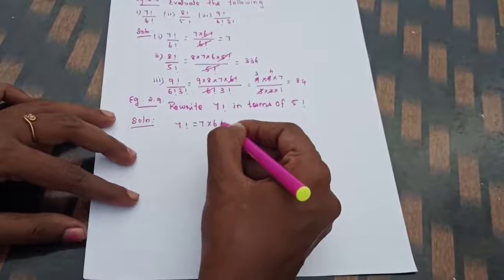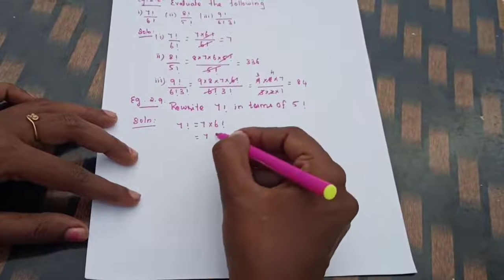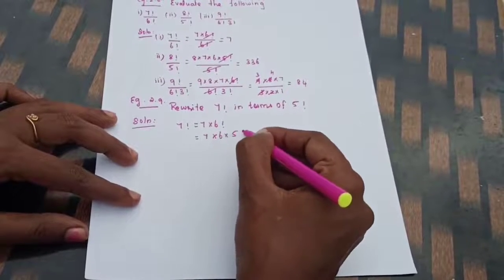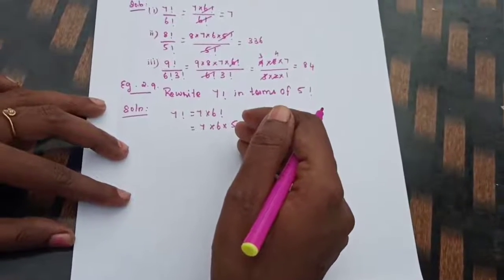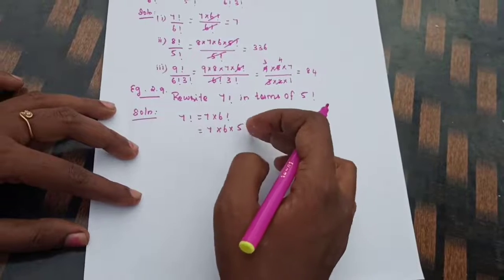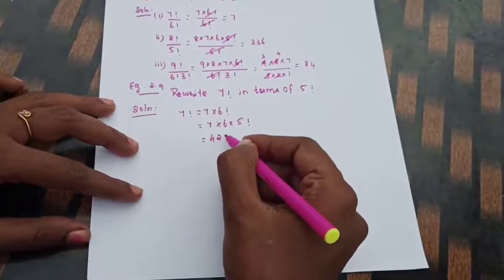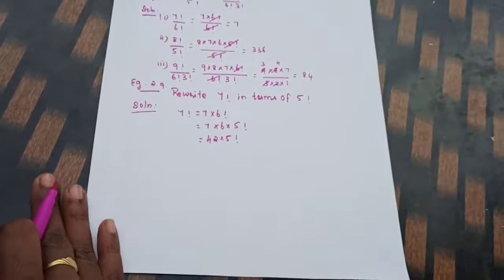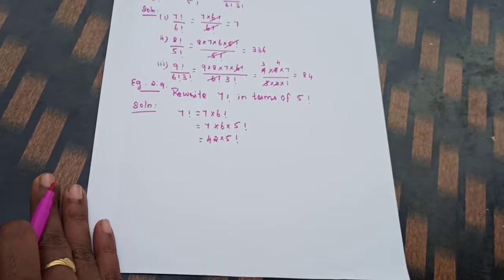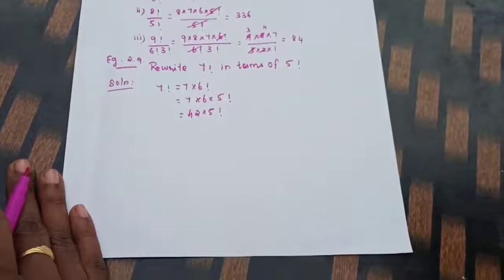7 into 6 factorial. If you are writing in the terms of 5 factorial, so 7 into 6 into 5 factorial. They asked to rewrite in the form of 5 factorial, so that 5 factorial you won't change. That is equal to 7 into 6 is 42, 42 into 5 factorial. Maybe they will ask 7 factorial in terms of 4 factorial, 7 factorial in terms of 6 factorial, 7 factorial in terms of 5 factorial.